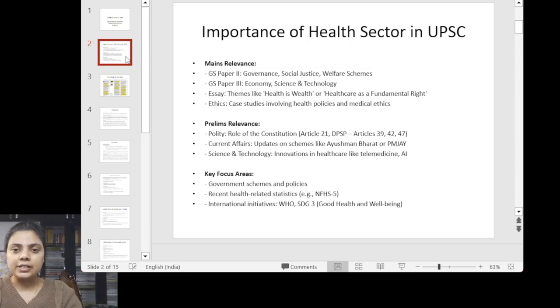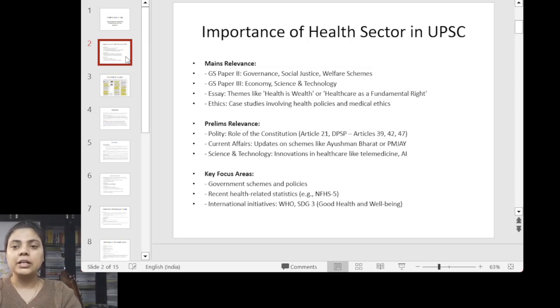Further, we can see the essay theme. Here you can see that health is wealth. That is one of the very basic things we all know: if you are healthy, you can earn wealth also. The most important wealth of a human life is your health. How healthy you are decides everything. Next is healthcare as a fundamental right.